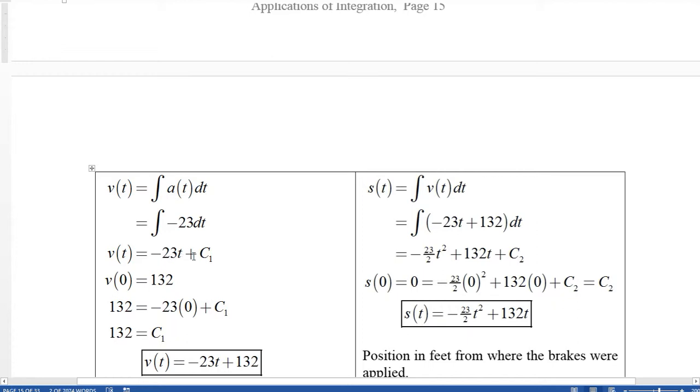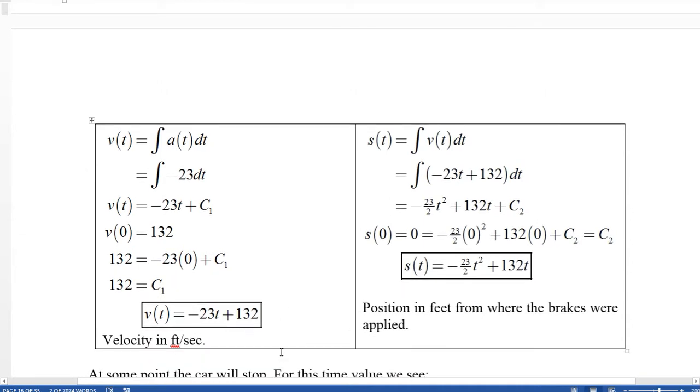So the antiderivative will just be a linear function. v of t is negative 23t plus c1. If you plug in 0 for t, this goes away, you get 0. So c1 is, well, v of 0 is 132 in the positive direction. So 132 is the v when I put in t is 0, and we get c1 is 132. So v of t is negative 23t plus 132, and that's going to be in feet per second.